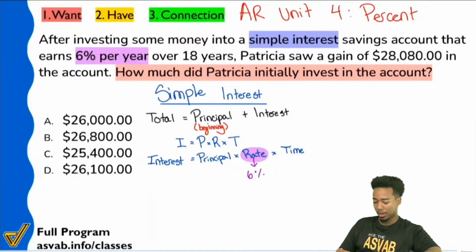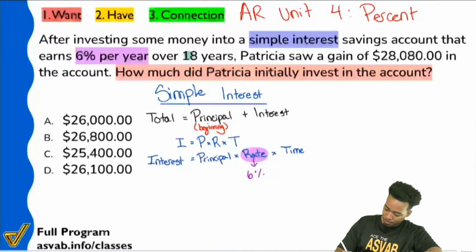Next, over 18 years. Everybody, which one does that sound like? The interest, the principal, the time? 18 years. What does that sound like? Sounds like time. I agree. Let me grab a different color there. Let's grab green. 18 years, that is the time.